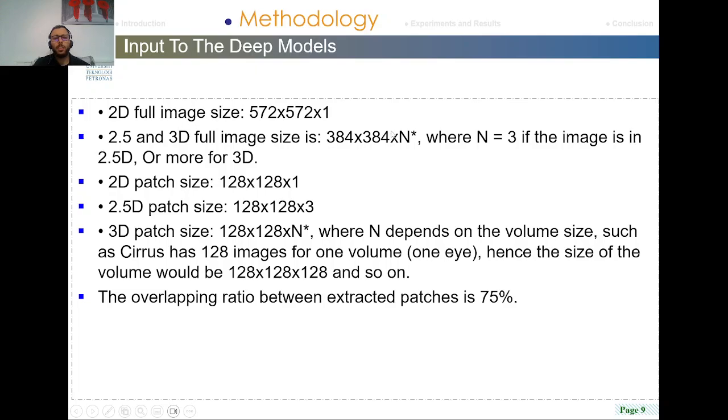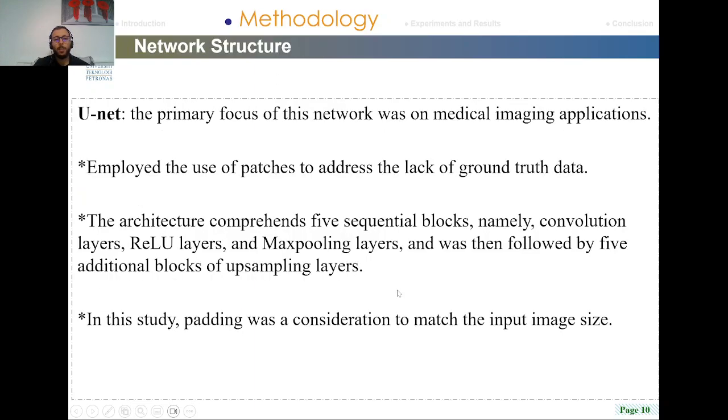What's the 2.5D, in case some people don't know? The 2.5D is easily described as we took the first slice, second slice, third slice, and then put them together as one image. And then we took the second, third, and fourth, and then the third, fourth, fifth, and so on. And that is called 2.5D images. And for the patch, we chose 128 by 128 for all images with an overlap of 75%.